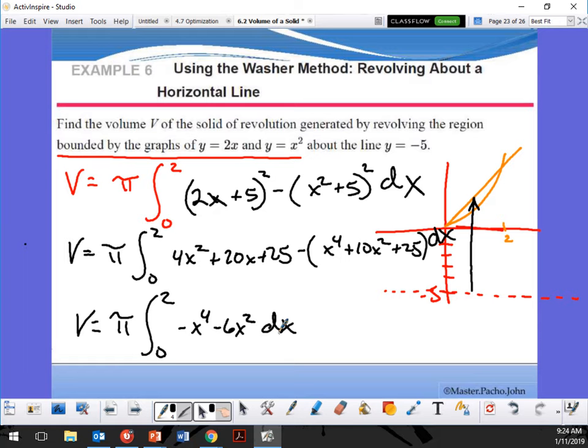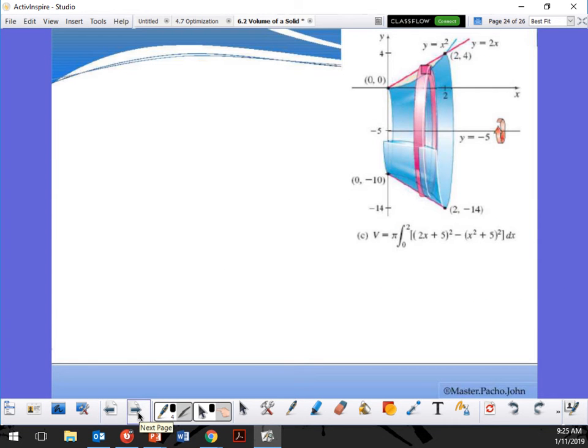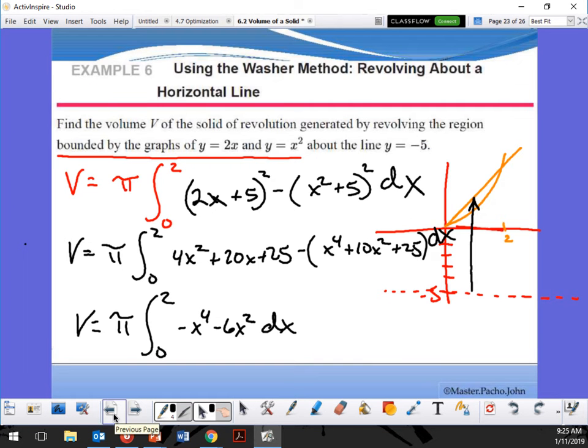Okay, so I'm going to move to the next page on this one. So negative x to the 4th minus 6x squared. What about the 20x? The one before it didn't have 20x. Oh, I didn't put it on there, did I? Thank you. Okay, I knew I was missing something.